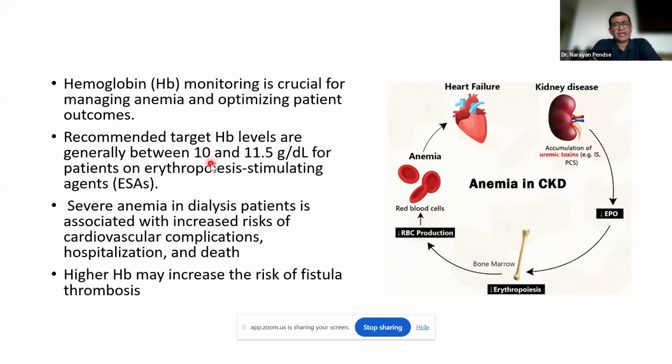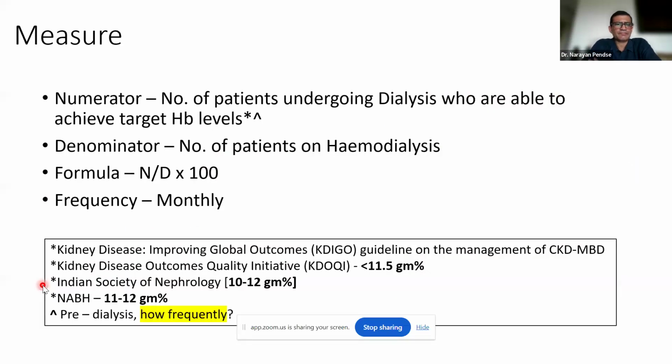Why is this important? It is important because if the patients are chronically and severely anemic, then there is increased risk of cardiovascular complications, hospitalizations, and even death. While a high hemoglobin may have increased risk of thrombosis of the arteriovenous fistula, which is carried out. So that's why this target range is defined very clearly, and that should be maintained in hemodialysis patients. So in the measure, what is the numerator? Number of patients who are undergoing dialysis who are able to achieve the target hemoglobin levels.